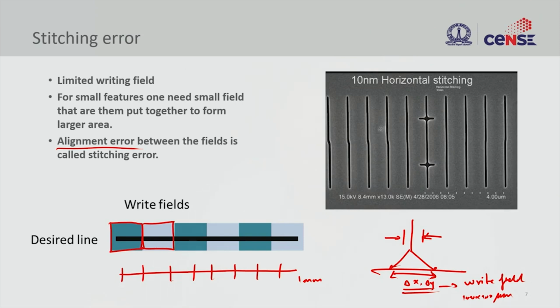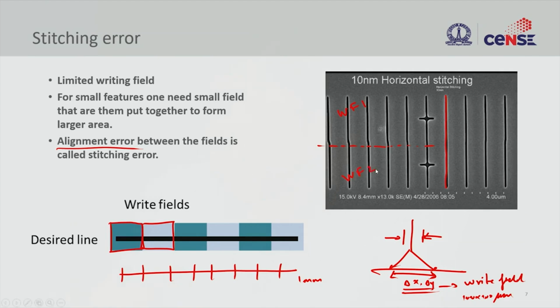So if you don't do it, this is what happens. That is the SEM picture that you see. So this image looks reasonably continuous, right, without noticeable deflection. This is your write field boundary. So this is write field 1 and this is write field 2.